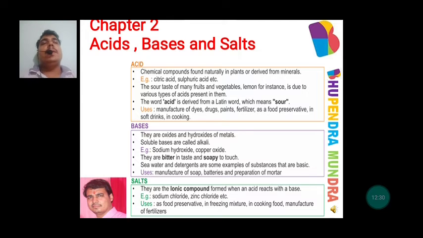Salts. Whenever an acid and a base react together, they form a new compound, that is salt and water. So salts are ionic compounds formed when acids and bases react together. For example, sodium chloride: HCl plus NaOH react together, so Na and Cl form NaCl and HOH, that is water. Zinc chloride is another example of salt. Uses of salts are as food preservative, in freezing mixtures, in cooking food, manufacture of fertilizers, etc.